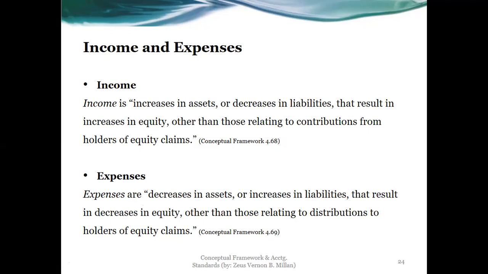Then for expenses, expenses would be the decreases in equity, because when expenses increase, the equity would decrease. If expenses are closed to the equity account later on, if we follow the steps of the closing process, then liabilities would increase, so equity would decrease, other than those distributions to holders of equity claims. These are the drawings or withdrawals of the owner and the partners, then the dividends of the shareholders or stockholders and the members of the four forms of business organizations, respectively. So proprietorship, partnership, corporation, and cooperative.